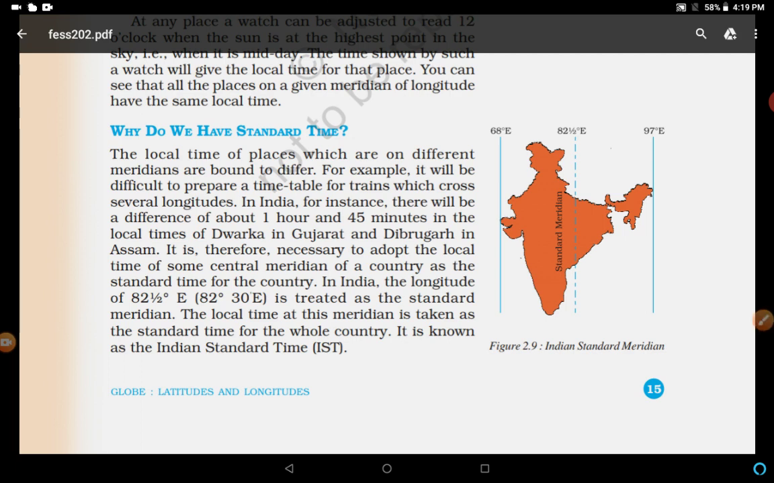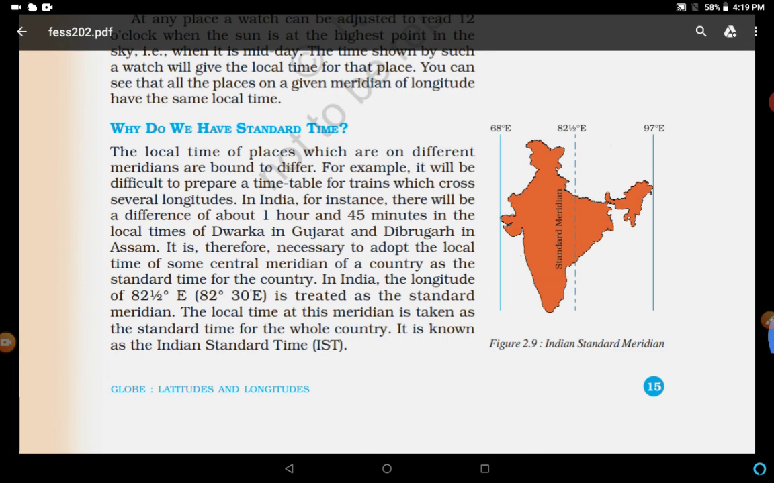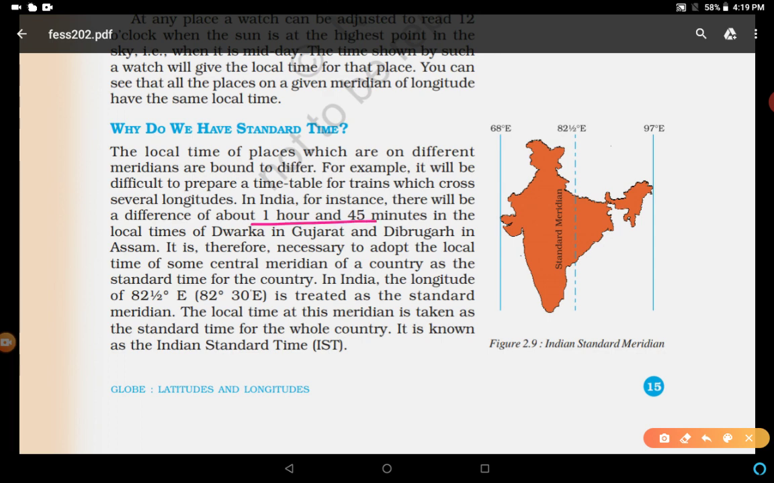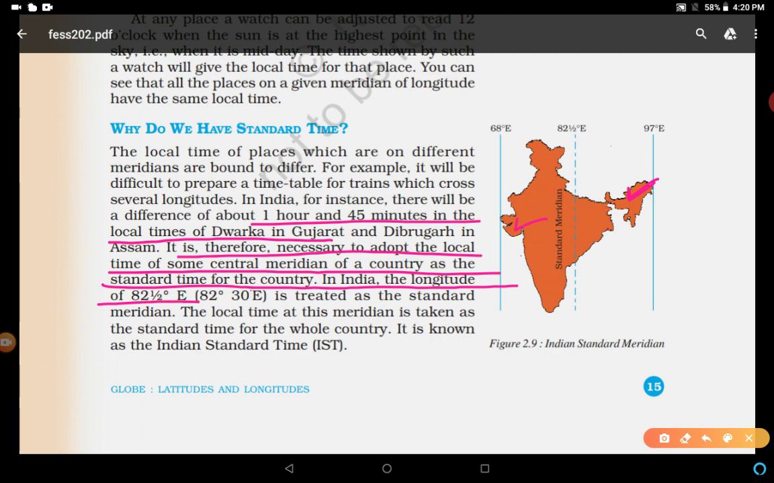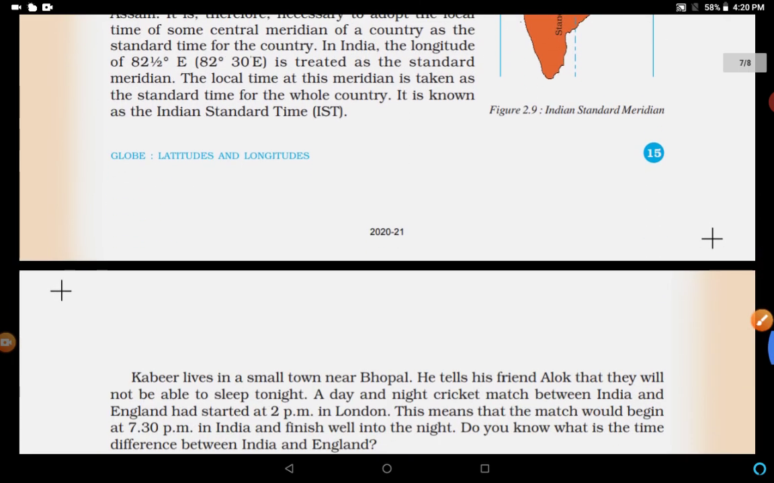Take one more example. Why do we have a standard time? In India, for instance, there is a difference of about 1 hour 45 minutes in the local times of Dwarka in Gujarat and Dibrugarh in Assam. So it is necessary to adopt the local time of some central meridian of a country as the standard time for the country. In India, the longitude of 82 and a half degrees east is treated as the standard meridian. So the local time at this meridian is taken as the standard time for the whole country. It is known as IST, as I told you, Indian Standard Time.